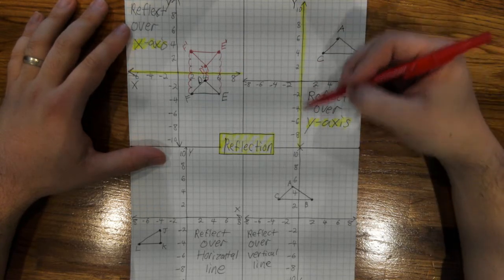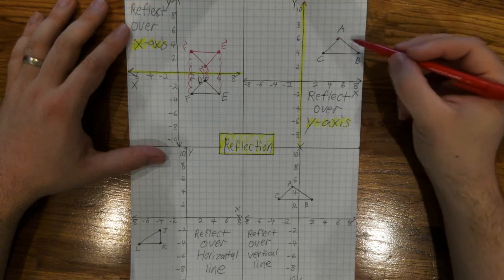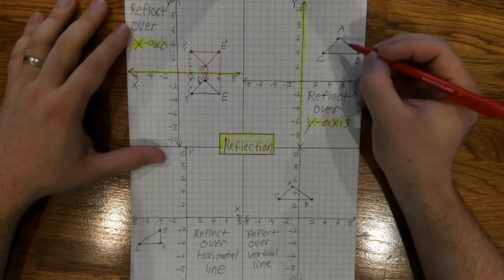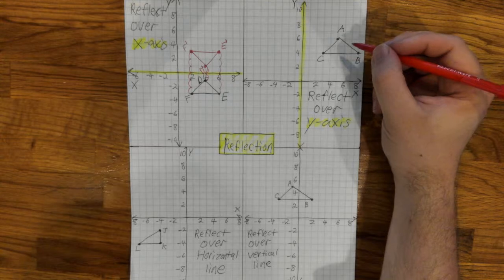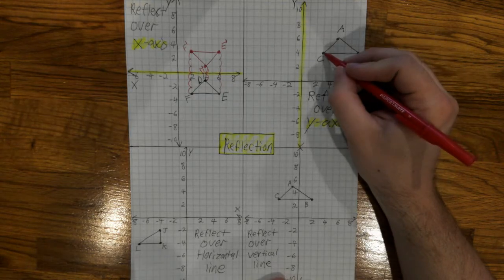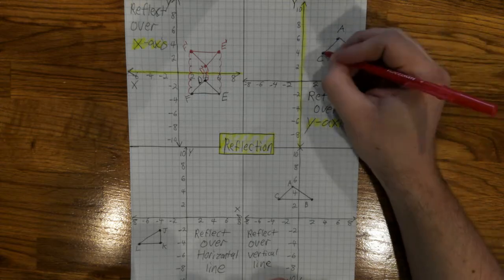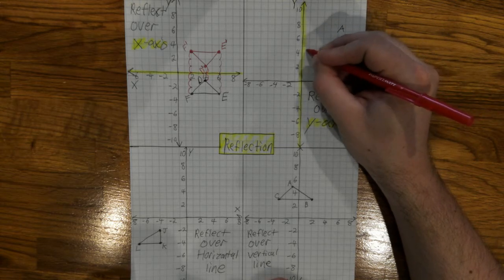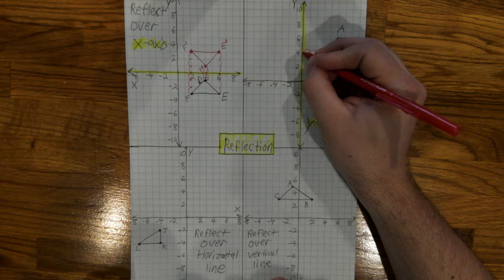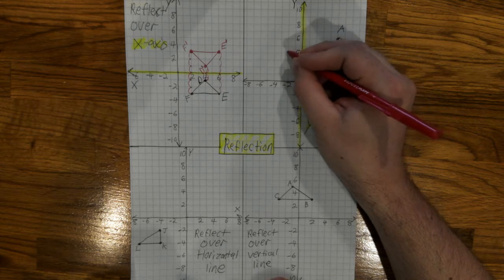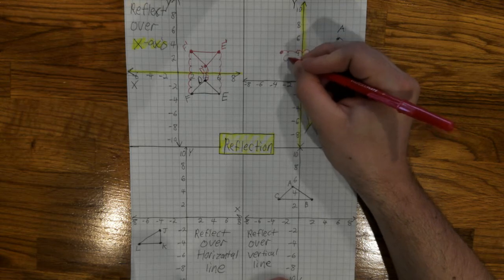Let's look at this for reflecting over the y-axis. Here I have triangle ABC. Another pro tip is I like to start with the point that is closest to the line of reflection. So in this case, it's point C. Let's see, 1, 2, 3. So that's 3 units away. I'm going to go 1, 2, 3. And here's my C prime then.